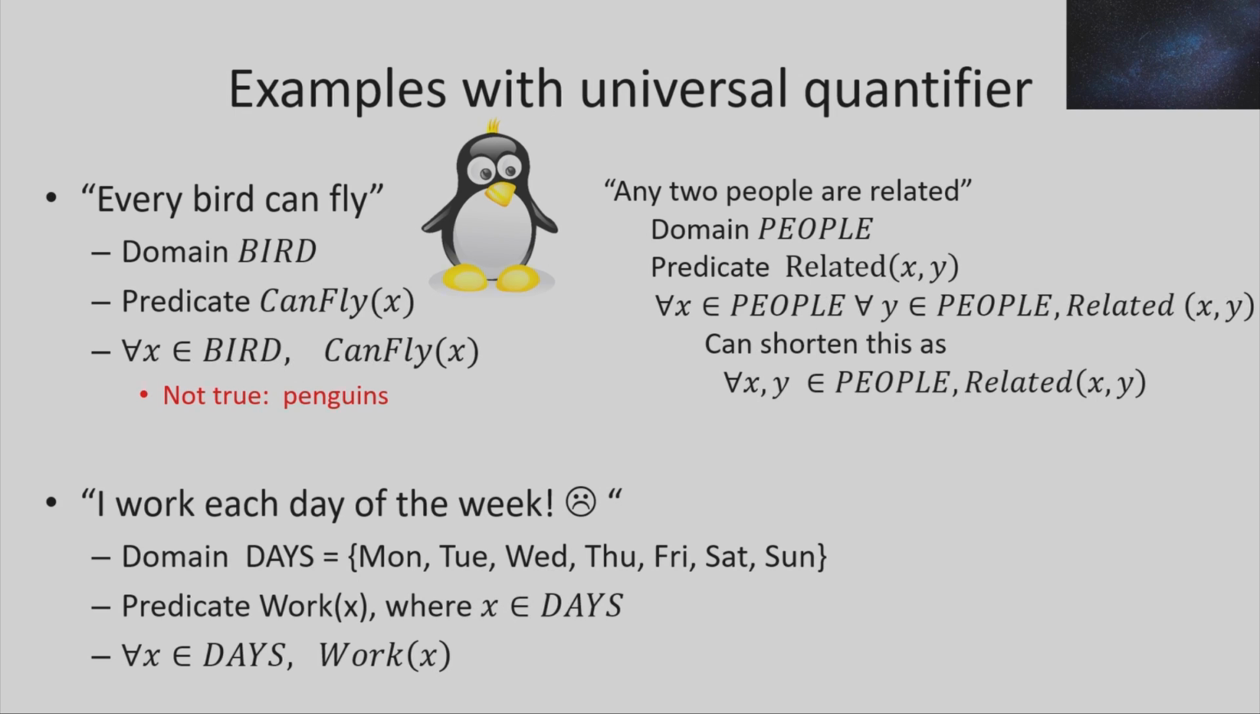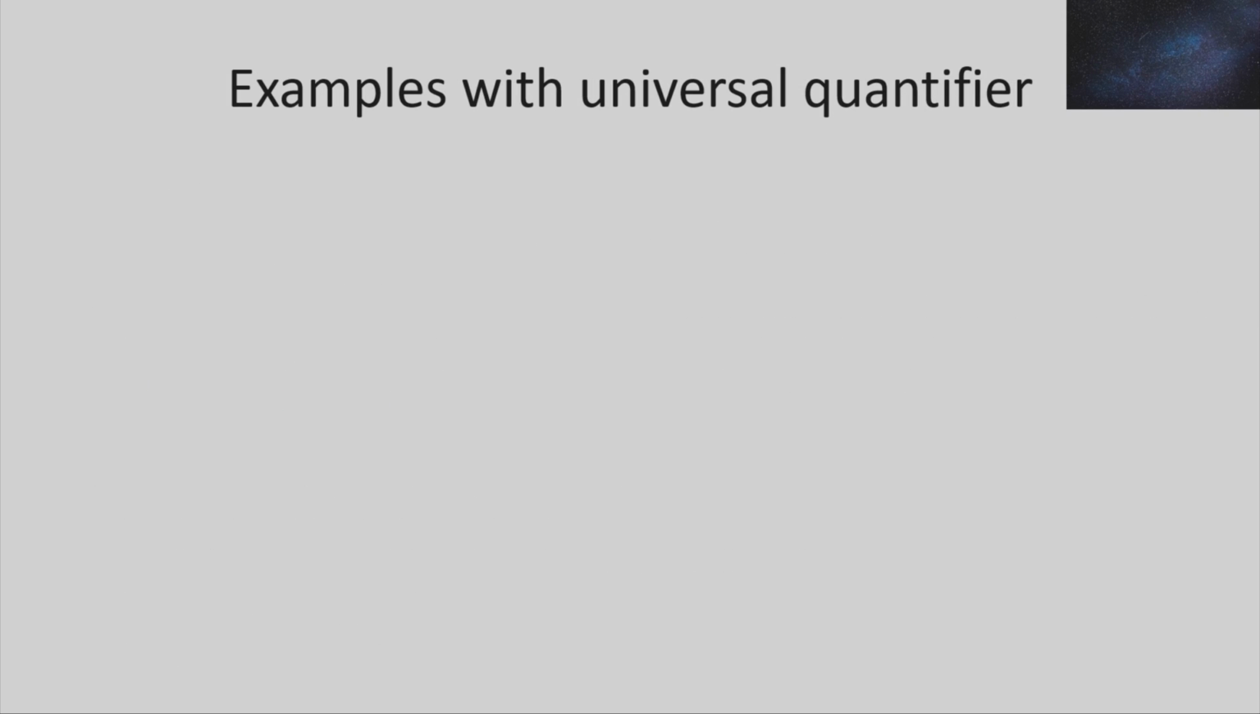By the way, sometimes when we use the same kind of quantifier and the same domain, we could just put the name of the quantifier, then list the variables, and then put in the domain. For example, for every x y in people. And then we could use our formula, in this case, related x y. So let's look at some more examples.